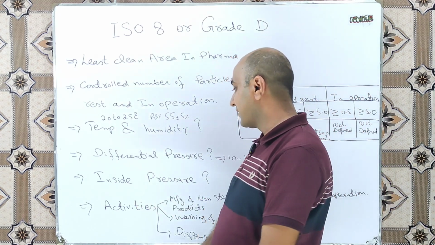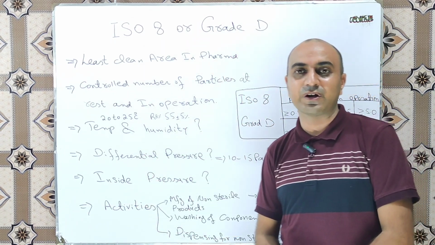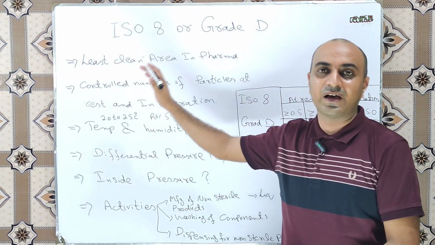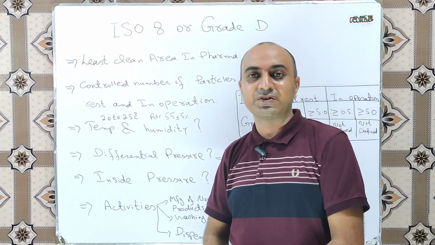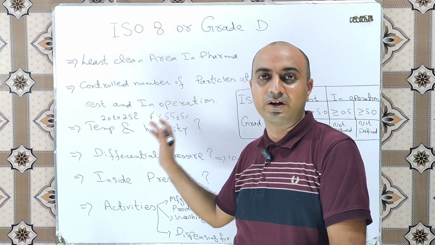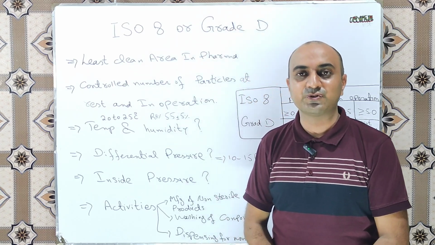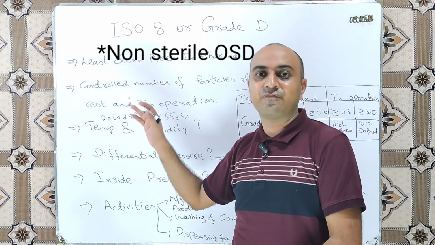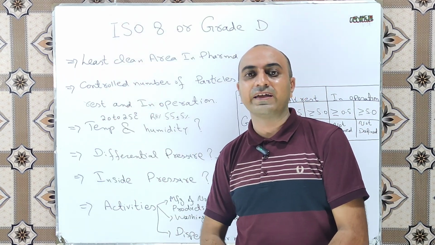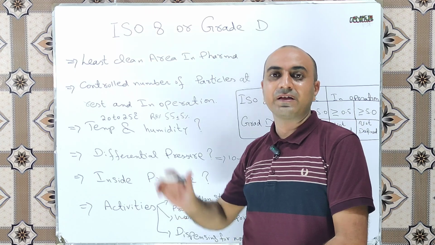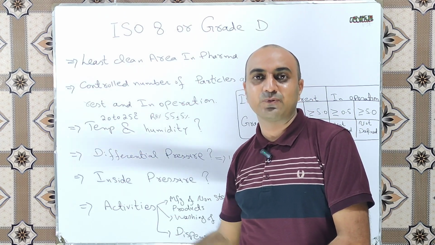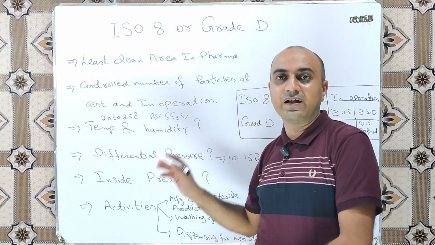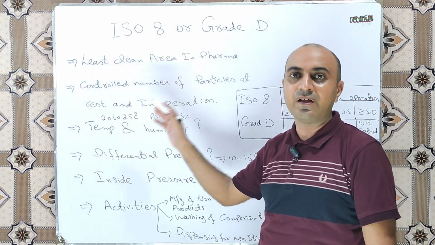Must read the article. So the next most important question: which activities are carried out in the grade D or ISO class 8 area? The manufacturing of non-sterile products, meaning the area which is used to manufacture non-sterile products at rest, falls under grade D or ISO class 8. In simple words, the manufacturing of tablets, capsules and sachets is carried out in the area which at rest falls under ISO class 8 or grade D.